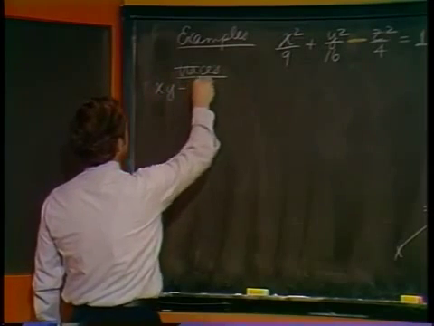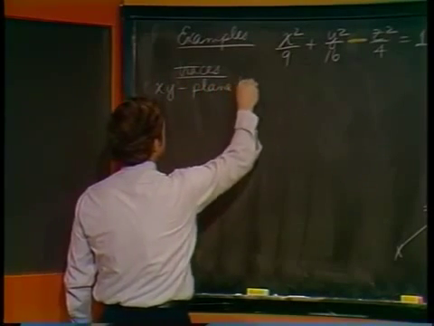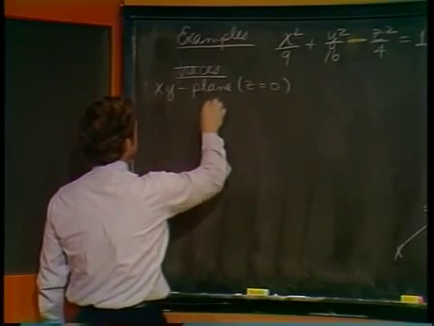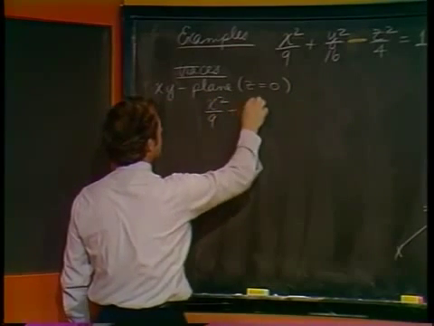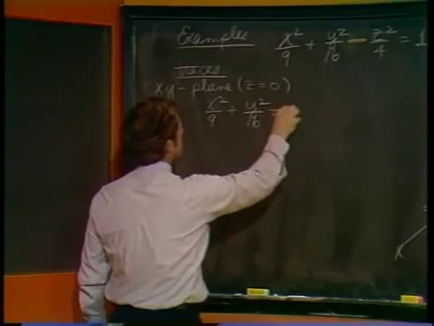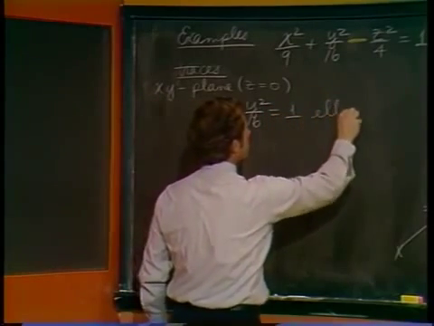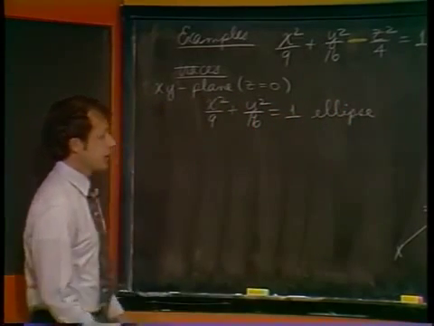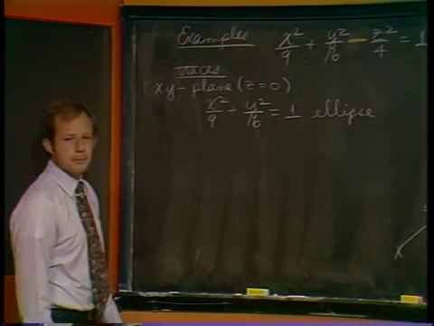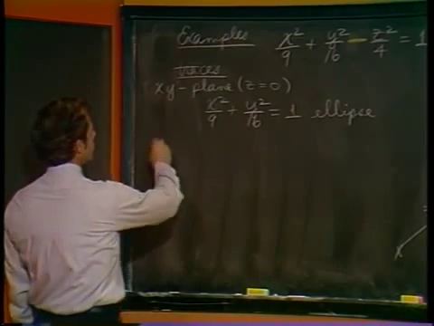XY plane, z equals 0. We've got, well, actually we've got the same thing. We still have an ellipse. It's the same ellipse that we have there already. Hope something changes. It will, of course.